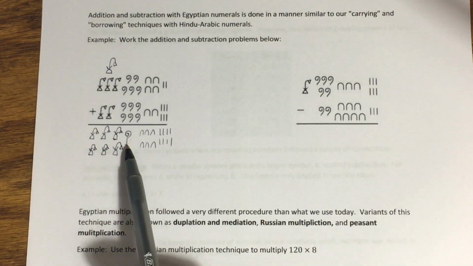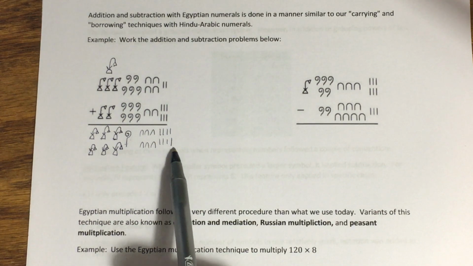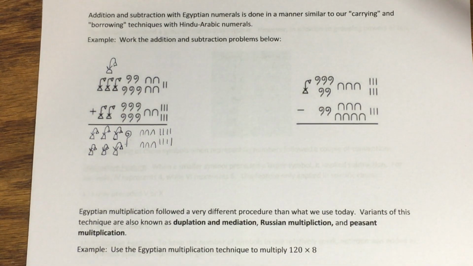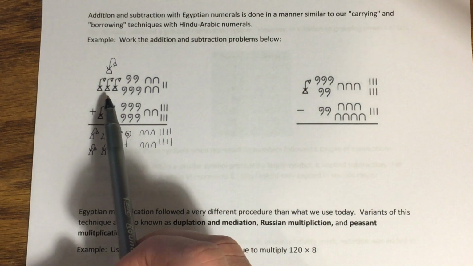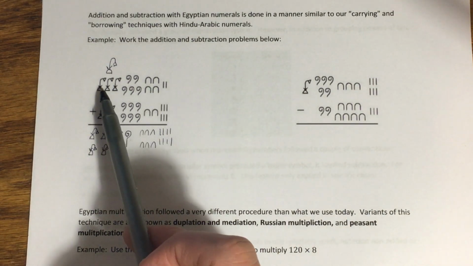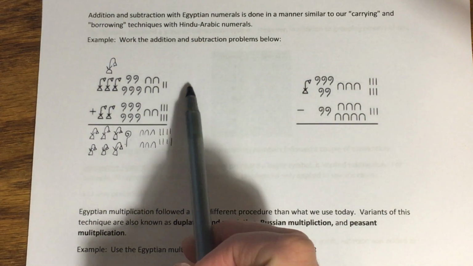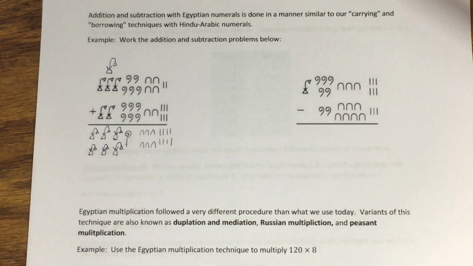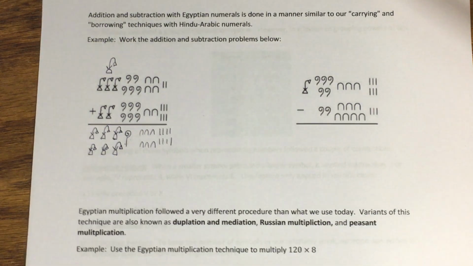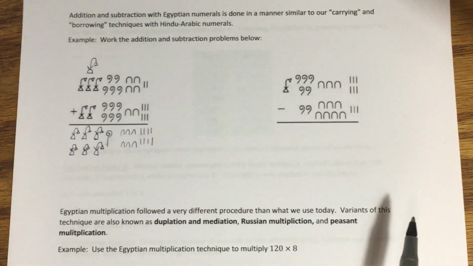6,168. That's that number. I could always check my answer, which I'm not going to do here, but I could easily if I know how to convert these into Hindu Arabic form and then just add them up using the method I already know how to do. But this is how we would do this working exclusively in Egyptian form. Okay, let's try a subtraction problem.